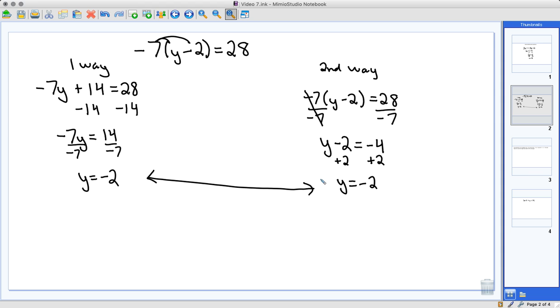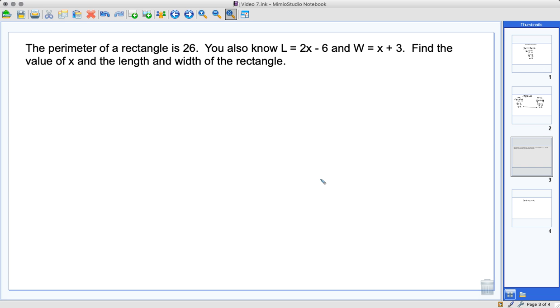So now what we're going to do is take solving multi-step equations and apply it to a problem that potentially could happen. So we're talking about a rectangle. Could be the rectangle of a wall that you're painting. There are lots of different uses for perimeter. So perimeter of a rectangle is 26. You also know L, which stands for the length of the rectangle, and W is the width. If you don't remember, perimeter is 2 times the length plus 2 times the width.